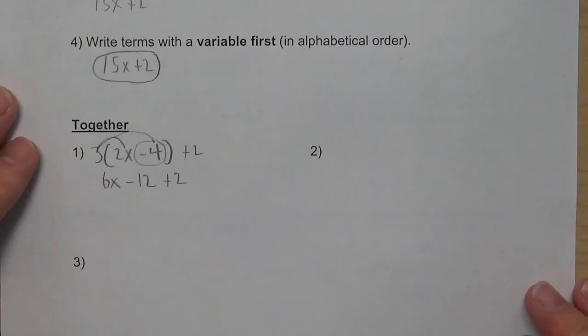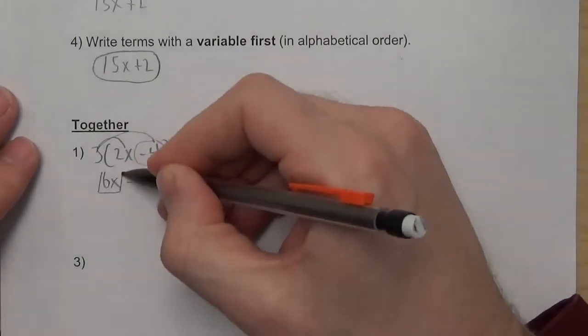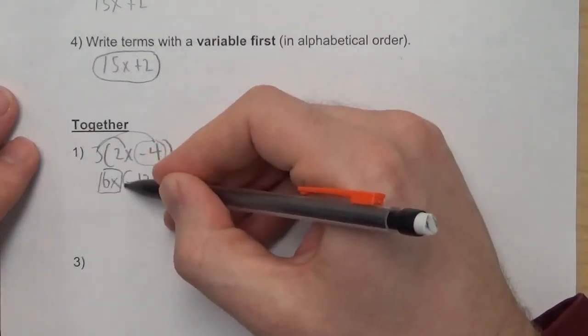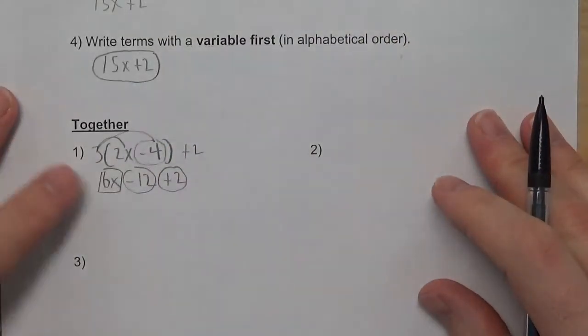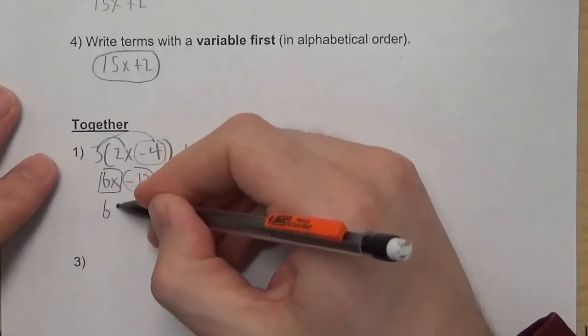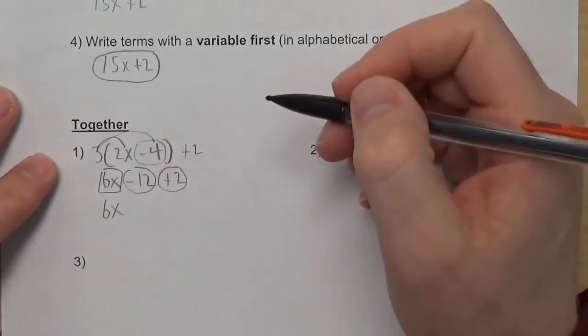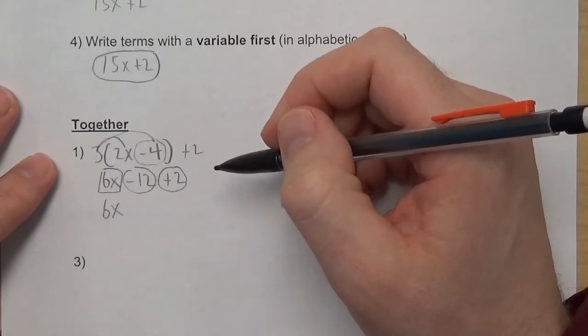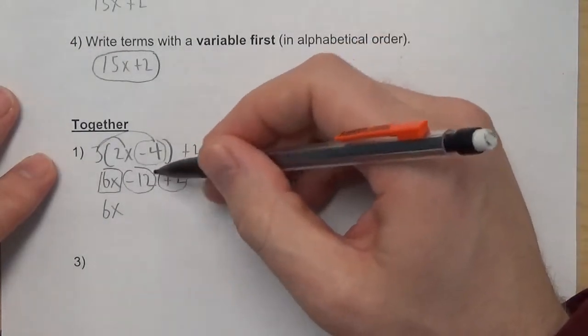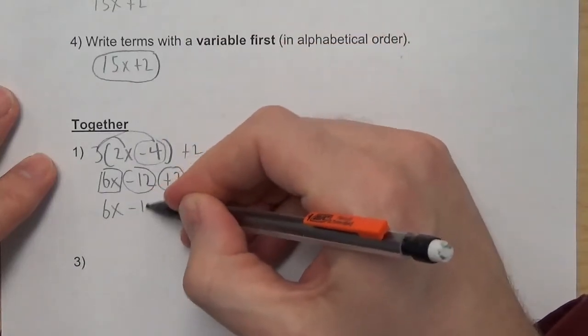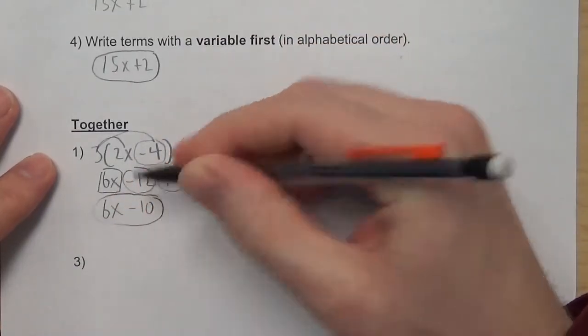Step number 2 is to identify like terms. We've got 6x, and then we've got negative 12 and positive 2 that are both constants. So the 6x can't be combined with anything. But negative 12 plus 2 are both constants. They can be combined. We compare these. We've got more negatives than positives. In fact, the difference between 12 and 2 is 10. So there's 10 more negatives than positives. 6x minus 10.